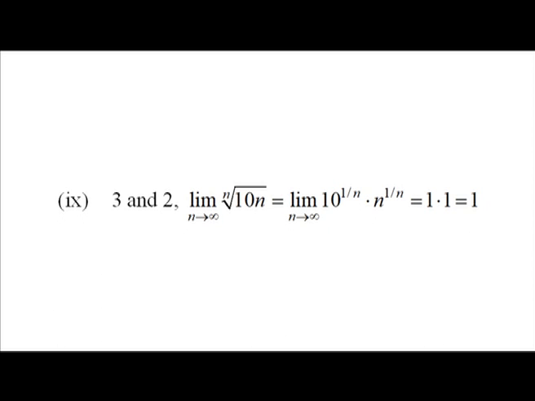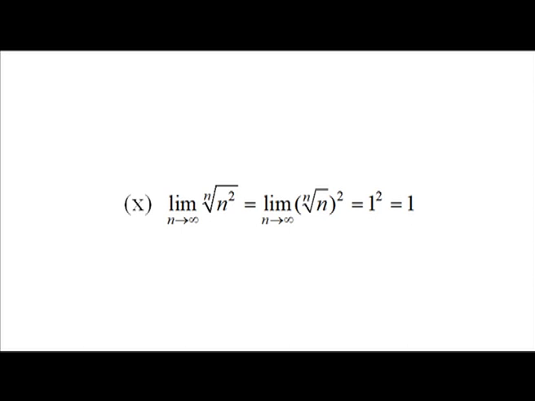Ninth one, using formula 3 and 2, limit of nth root of 10n as n approaches infinity equal to limit of 10 power 1 upon n into n power 1 upon n as n approaches infinity, which is equal to 1 into 1, which is equal to 1.